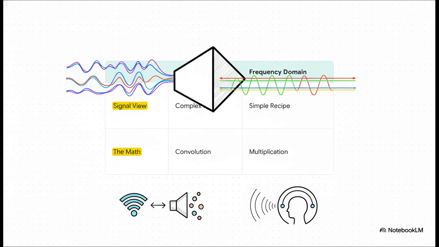Remember that super hard, messy math, convolution, that we had to do back in the time domain? Well, in the frequency domain, it becomes simple multiplication. Yeah, that's it. You just multiply. You take the frequency recipe of your input, you multiply it by the frequency recipe of the system, and boom, you have the recipe for the output. It turns crazy hard math into easy math. And that right there, that idea, it changed absolutely everything.